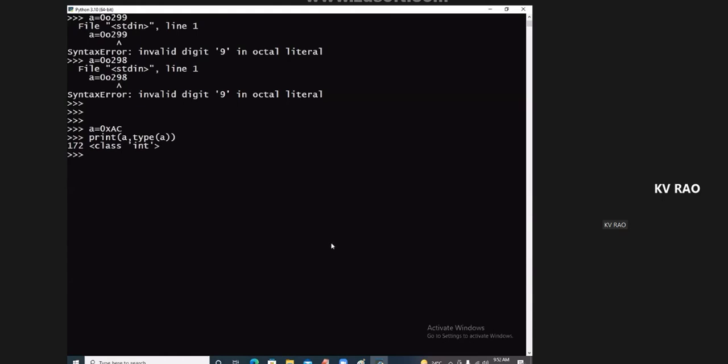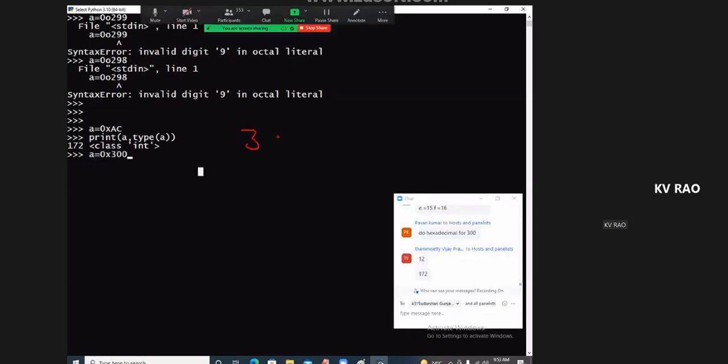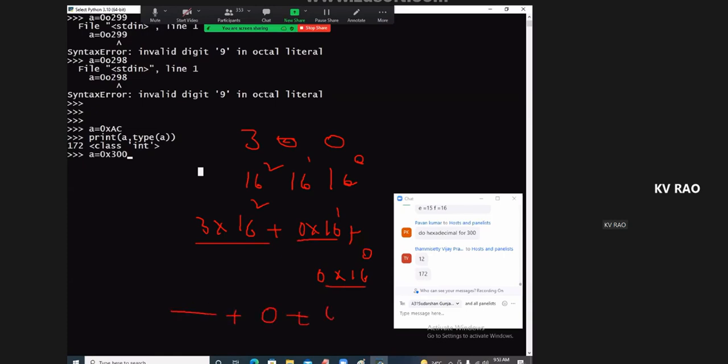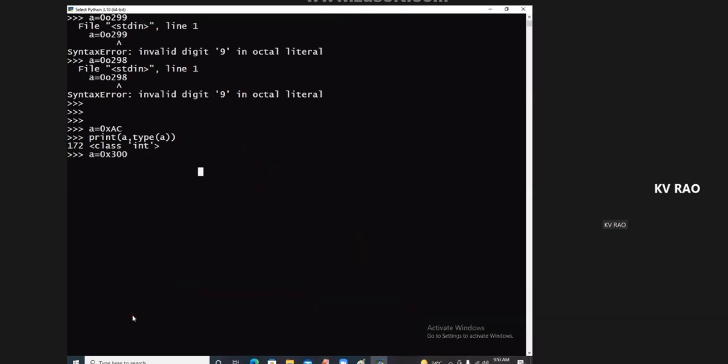One of my favorite students, Pawan Kumar, is asking about 300. A is equal to 0x300. One minute, all of you look at it. Such a simple thing, please don't get confused, my dear students. 300 is a hexa. Place values are 16 to the power of 0, 1, and 2. It is 3 into 16 square plus 0 into 16 to the power of 1 plus 0 into 16 to the power of 0. 3 into 16 square is 3 into 256, so be careful about it.